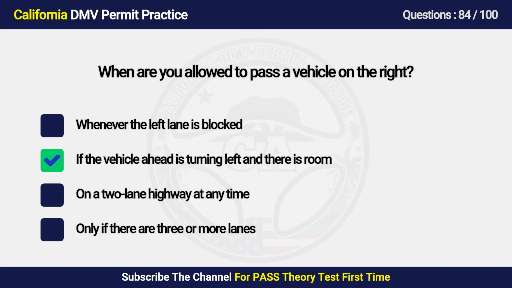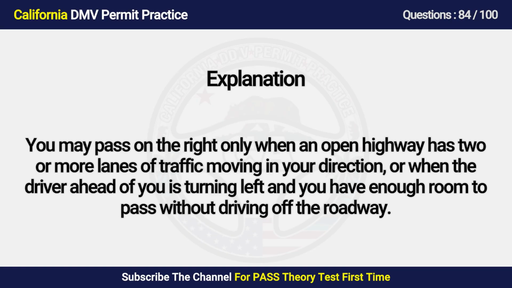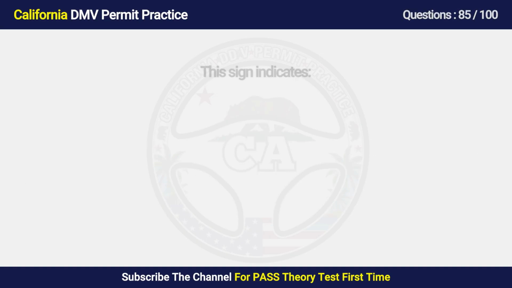Answer is B. If the vehicle ahead is turning left and there is room. You may pass on the right only when an open highway has 2 or more lanes of traffic moving in your direction, or when the driver ahead of you is turning left and you have enough room to pass without driving off the roadway.